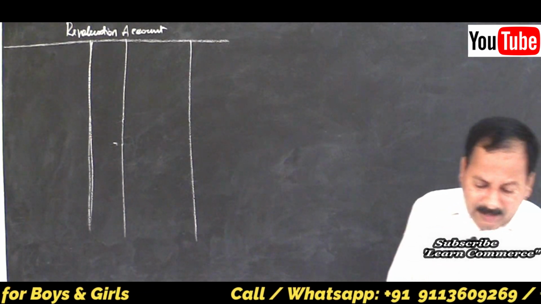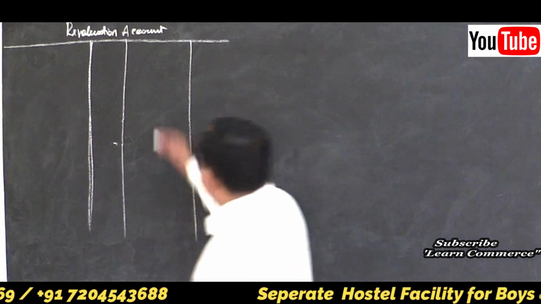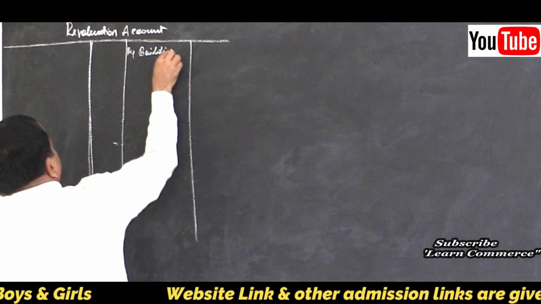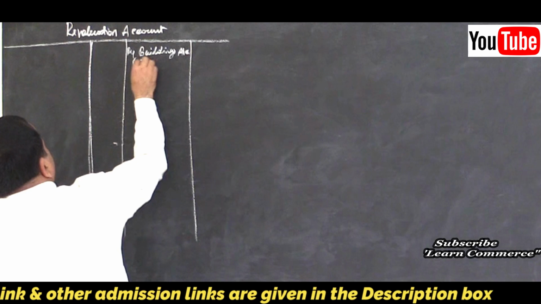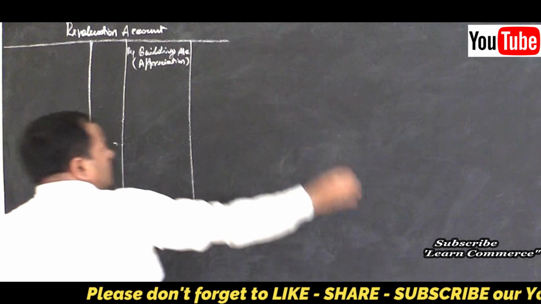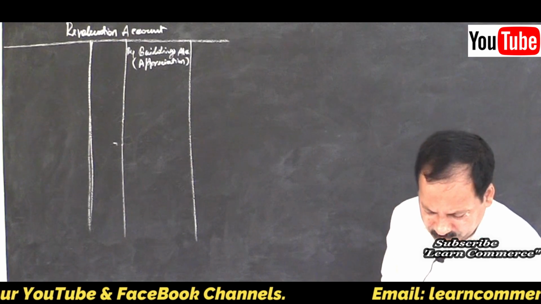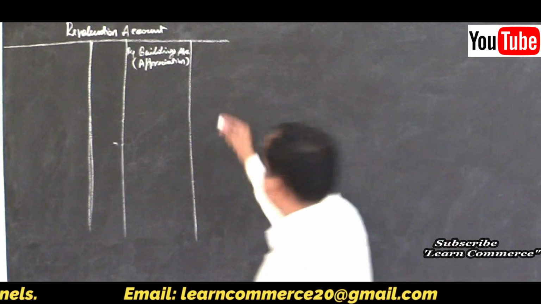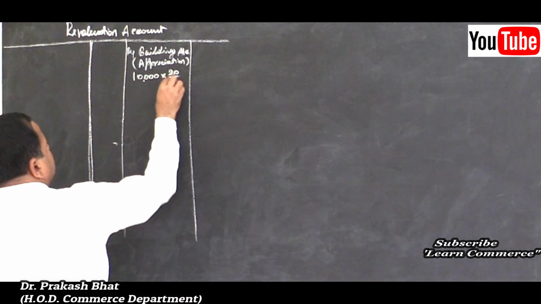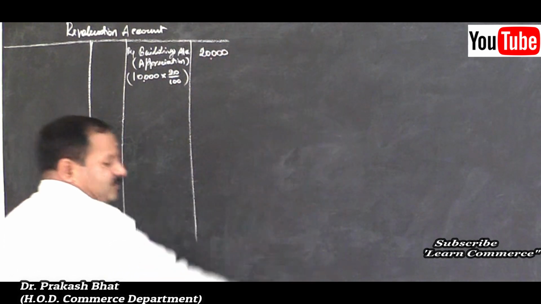Start with the buildings to be appreciated by 20%. What's the value of building? 1 lakh, right? So by buildings account on the credit side, appreciation, 1 lakh into 20%, am I correct? Yes it is. So 20,000 is the appreciation amount.